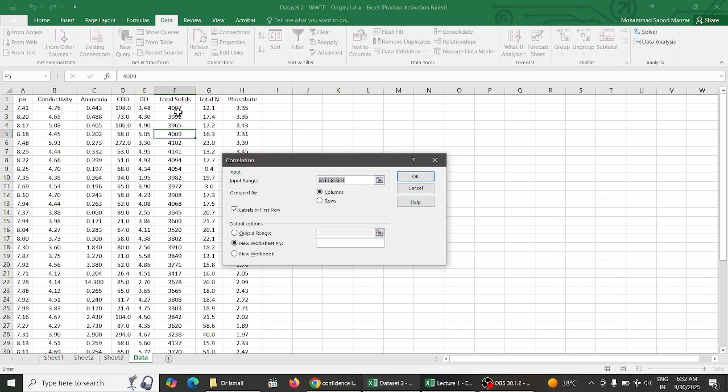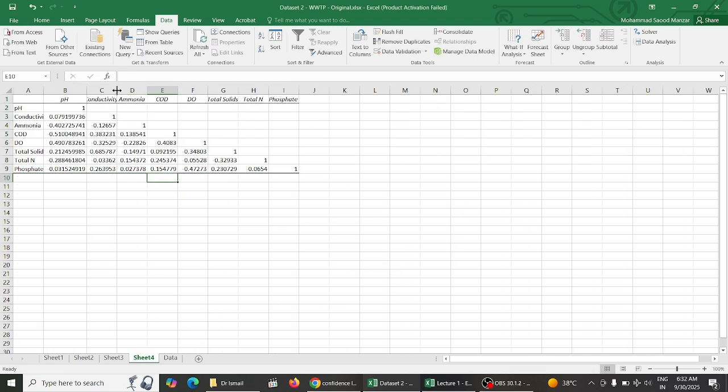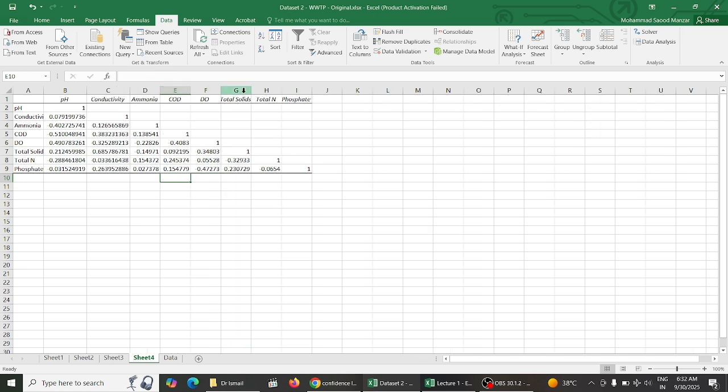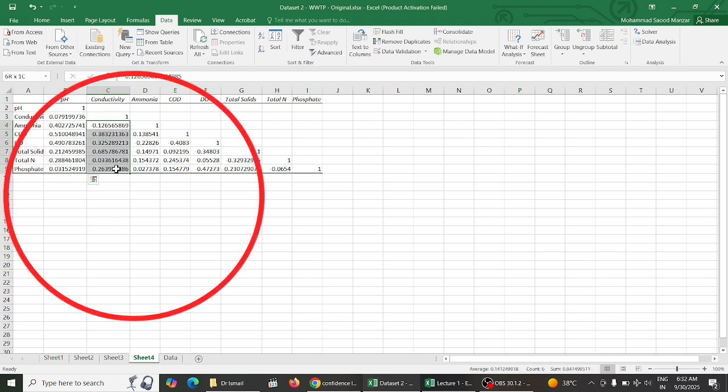So starting from here to here we will select, and then we choose whether we want the output range on the same sheet or a new worksheet, and make sure you have selected these. So we will click OK. So this is my correlation. So you can see here. In our later videos we will talk about what this 1 and this mean, okay, and what are these numbers, what is the significance of these numbers.